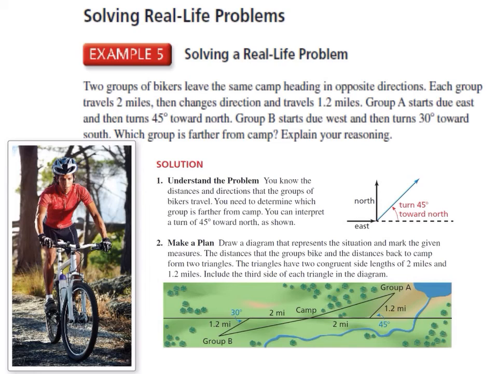So we know that one biker turned 45 degrees towards north, and the other one turned 30 degrees towards south. So this angle here on the exterior is 30 degrees, and the exterior angle here is 45 degrees. And then we have our two congruent sides. We don't know the third length. That's what we're trying to figure out.